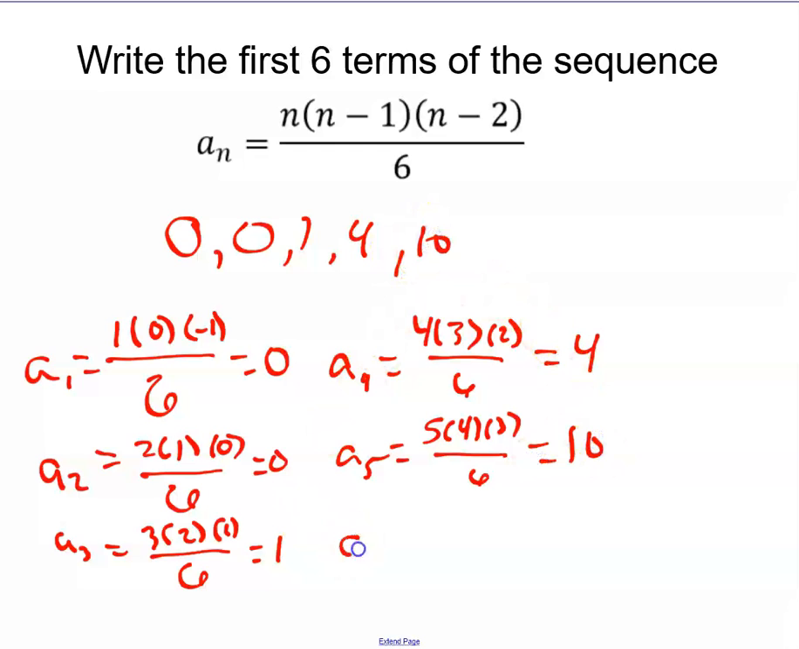Alright, now the sixth term, it's not the last one, but the last one we're looking for, so that's 6 times 5 times 4. 6 times 5 is 30. 30 times 4 is 120, and 120 divided by 6 is 20. So those are the first 6 terms of this sequence.